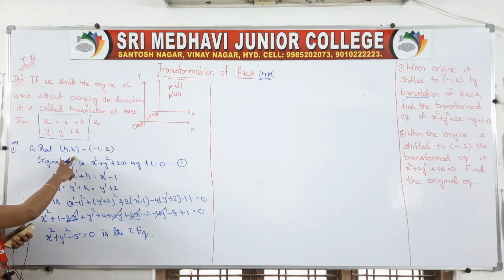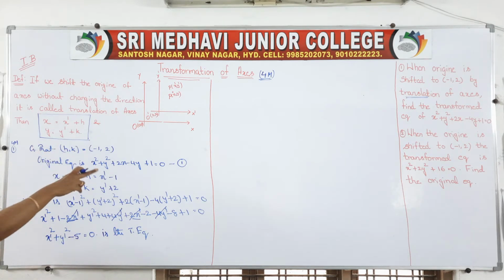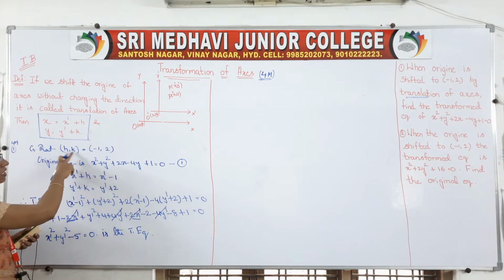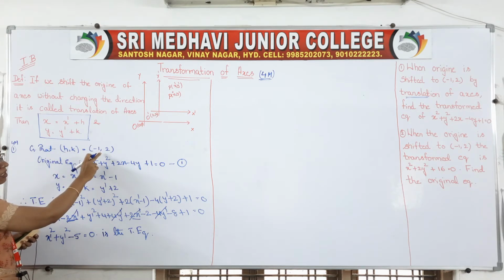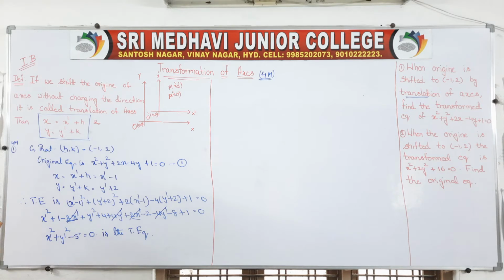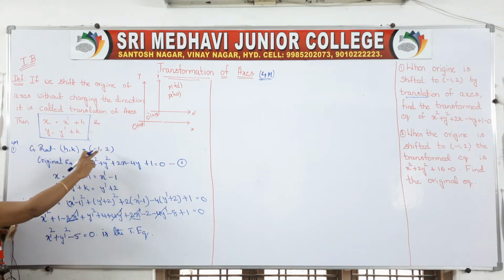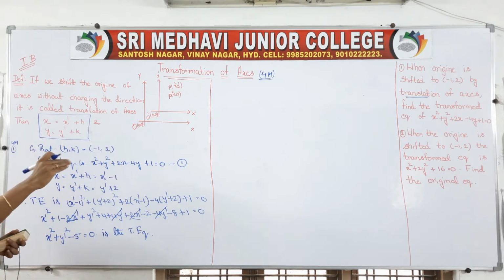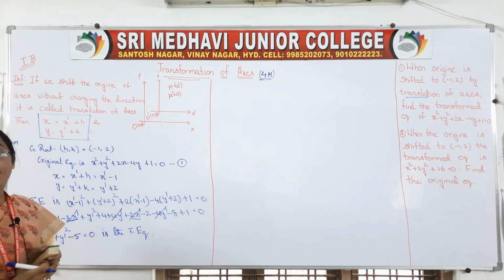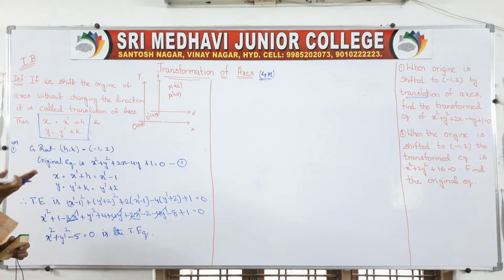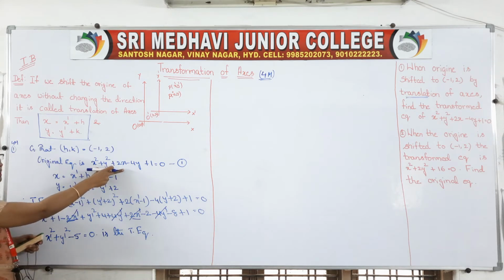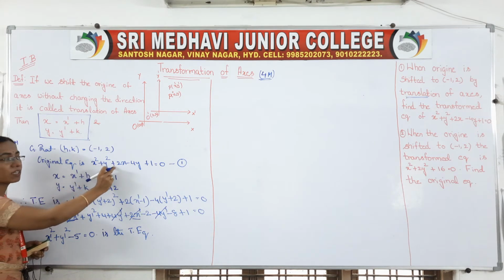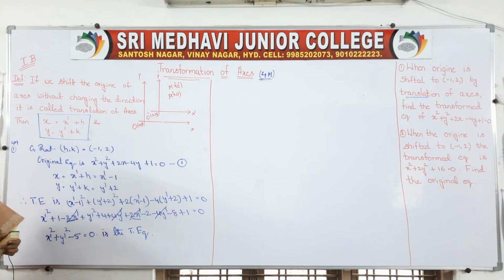So what is the given information? Origin is shifted. Shifted origin is always denoted by h comma k in this chapter. So h comma k is equal to minus 1 comma 2. Find the transformed equation of this equation, meaning the original equation, before the transformation, that is the equation of point P. The original equation will always be in terms of x and y.